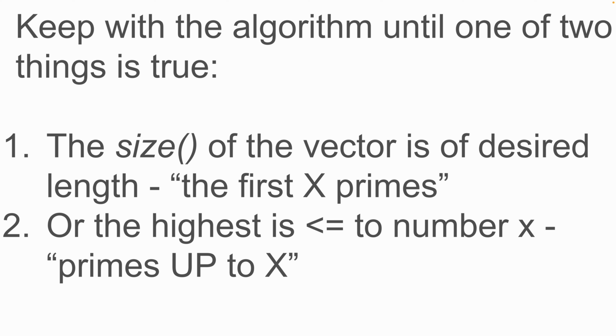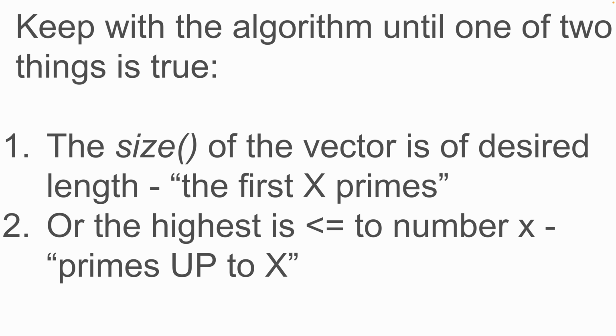How long? Well, until we get to one of 2 cases. Either the size of the vector is of the desired length, which means we've figured out the first x primes, i.e. the first 100 primes or 1,000 primes or 250 primes, or until the highest number in the vector is greater than or equal to some number that we're looking at, i.e. what are the primes up to 100, or up to 200 or 1,000. Depending on what you want to calculate, one of those 2 conditions is when you're going to stop this operation.